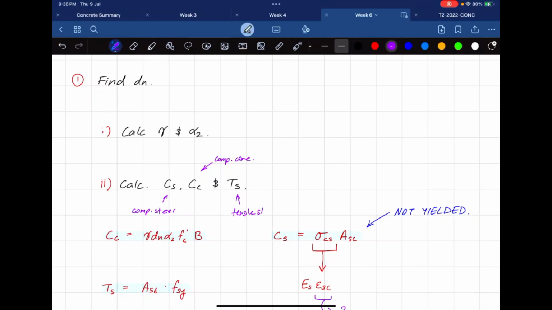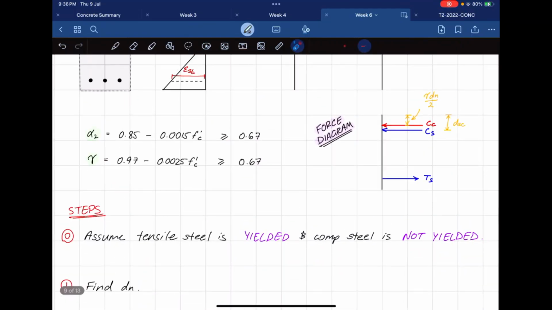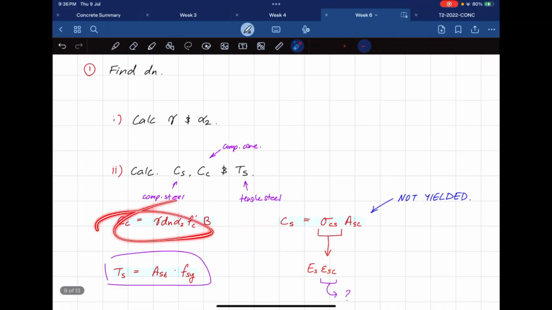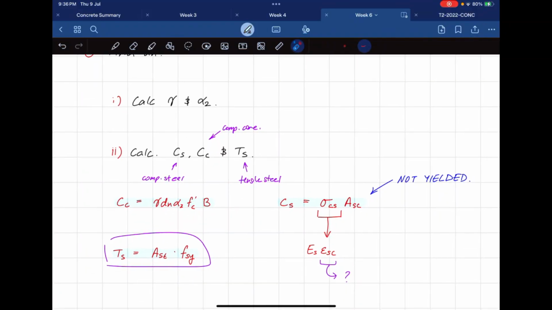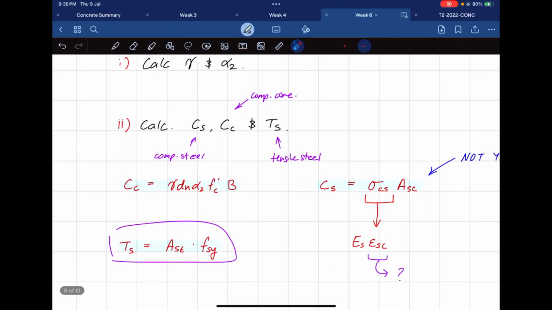Because we assumed it's yielded for the tensile steel, we follow this very simple formula, AST times FSY. Kind of flashbacks to steels, if you remember. CC, as I said earlier, is you're just taking the volume of the stress block. I'm getting into a bit more theory, but all you have to know is this is what CC is equal to. You take gamma, multiply by dn, alpha 2, f dash c, and you just take the width. So the only unknown in this case should be dn.